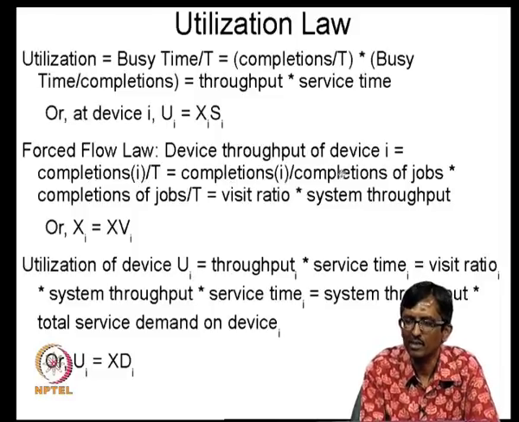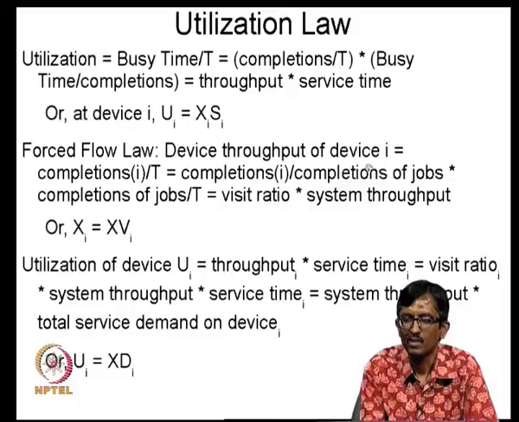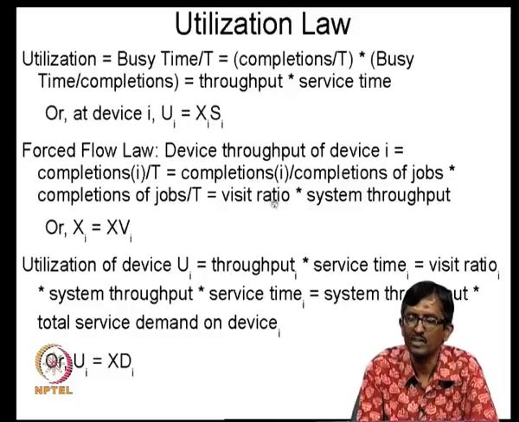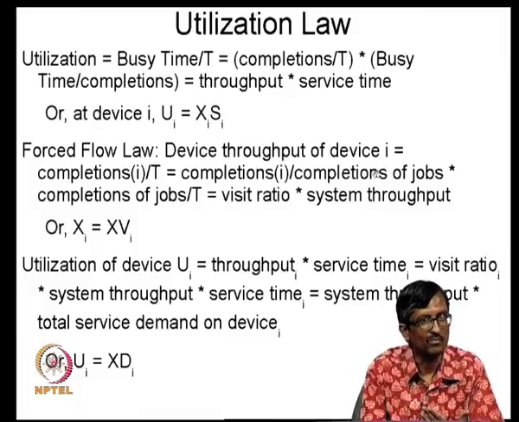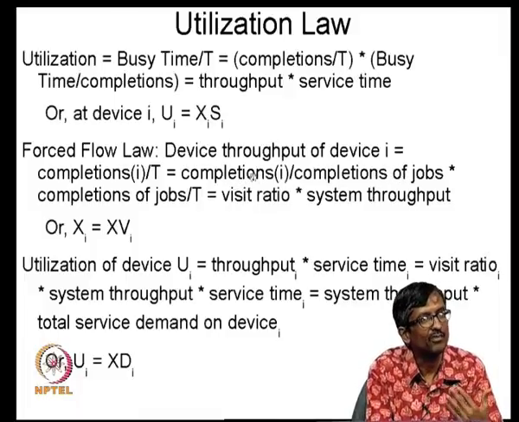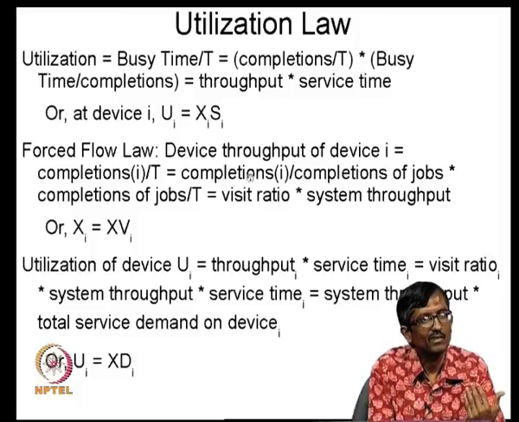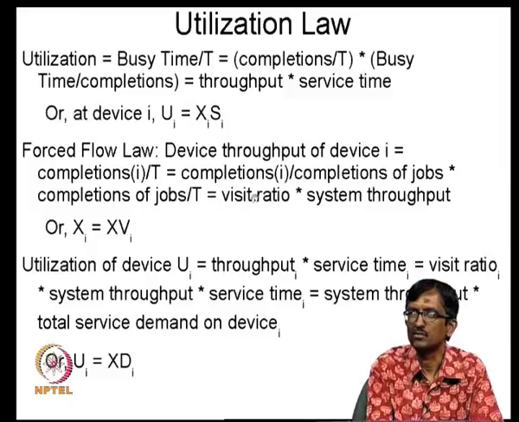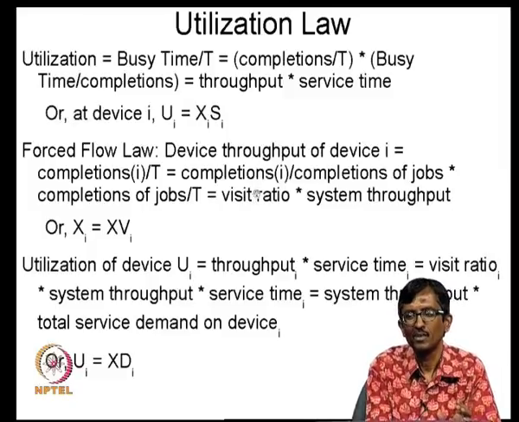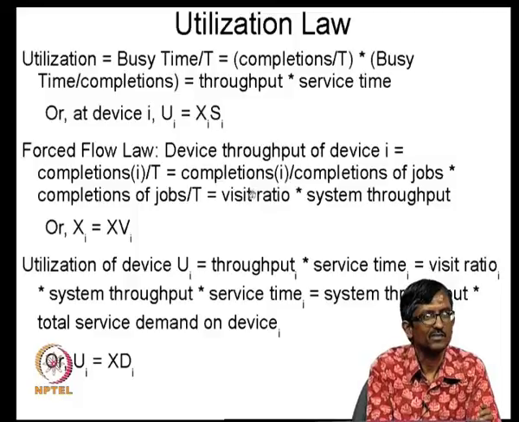But if you say completions of i by completions of jobs, what is it? This is basically the number of times I am coming to this device to get my job done. It is basically the visit ratio. What is completions of jobs? How many times I finished a job. But completions of i is how many times I did something for a job at device i. So, this is basically the visit ratio. That is, if I want to get some job done, how many times I go to a particular device.